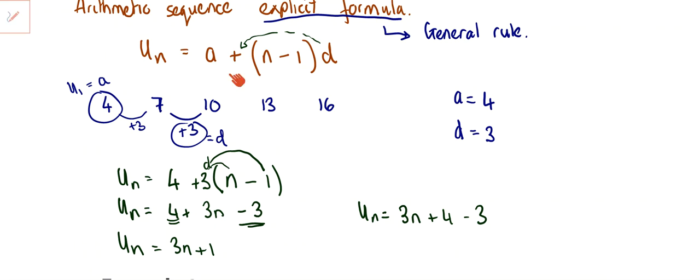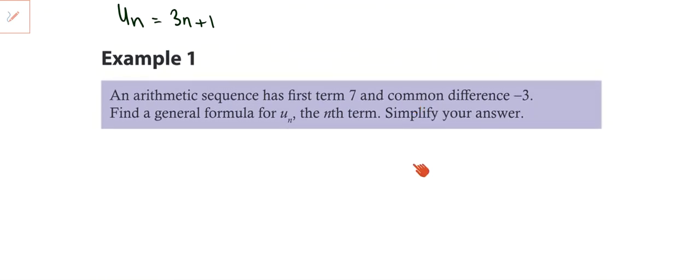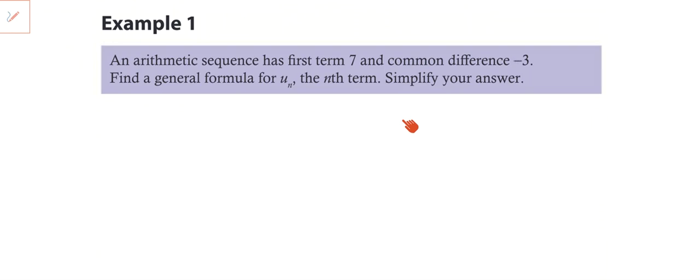Let's have a look. Example 1. Just from the textbook, we've just done an example, but this is a good one. You'll notice this time though, we don't have the whole sequence. Can you read that? An arithmetic sequence has the first term 7 and the common difference of -3. What does that mean, by the way? If the common difference is -3, down by 3.